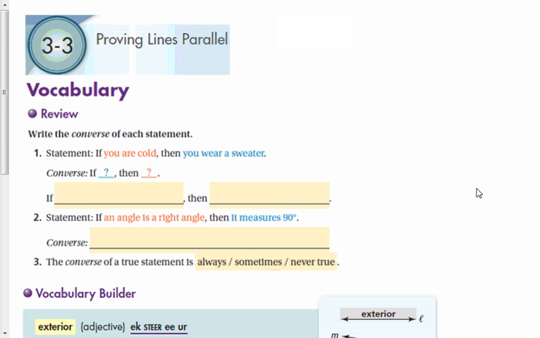Hey students, this is lesson 3.3, proving lines parallel. We're going to learn how to determine whether two lines are parallel. And we're going to use some of the ideas we learned in the last lesson, but we're going to be using the converse. So go ahead and do this review, and I'll check back with you.